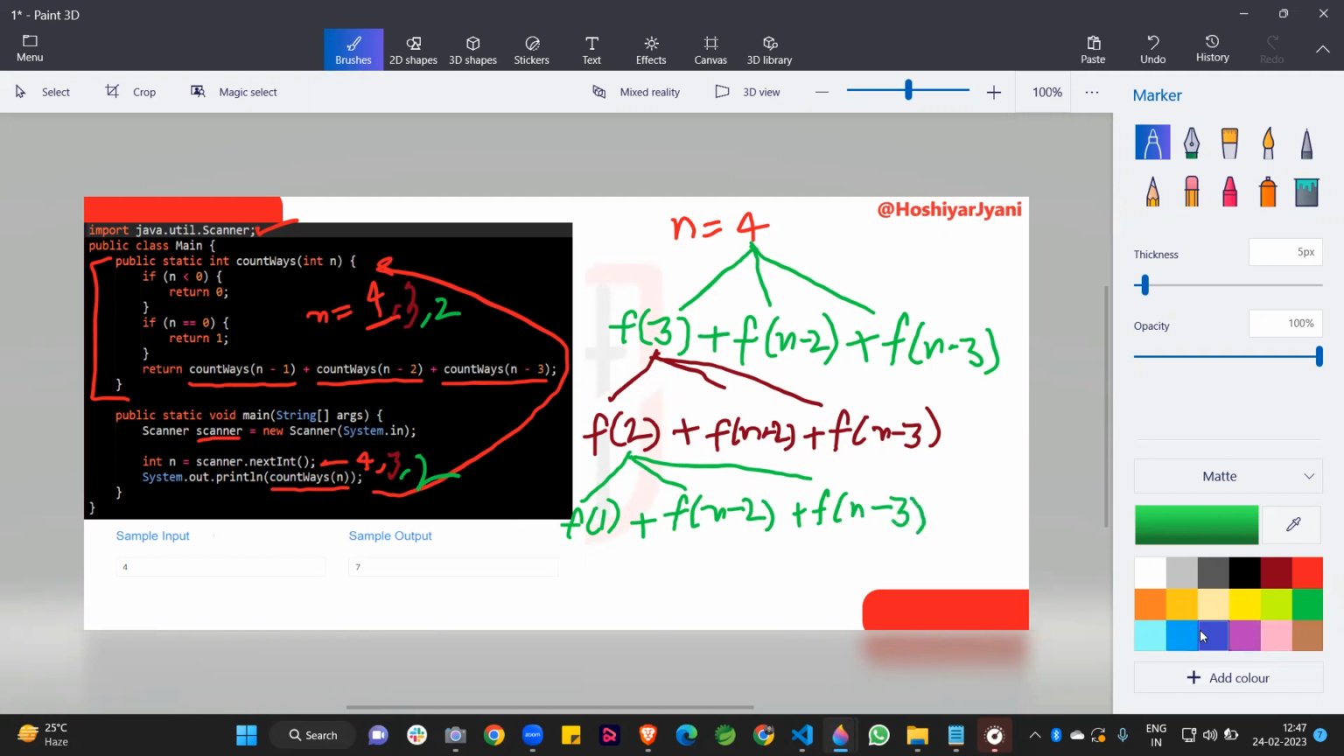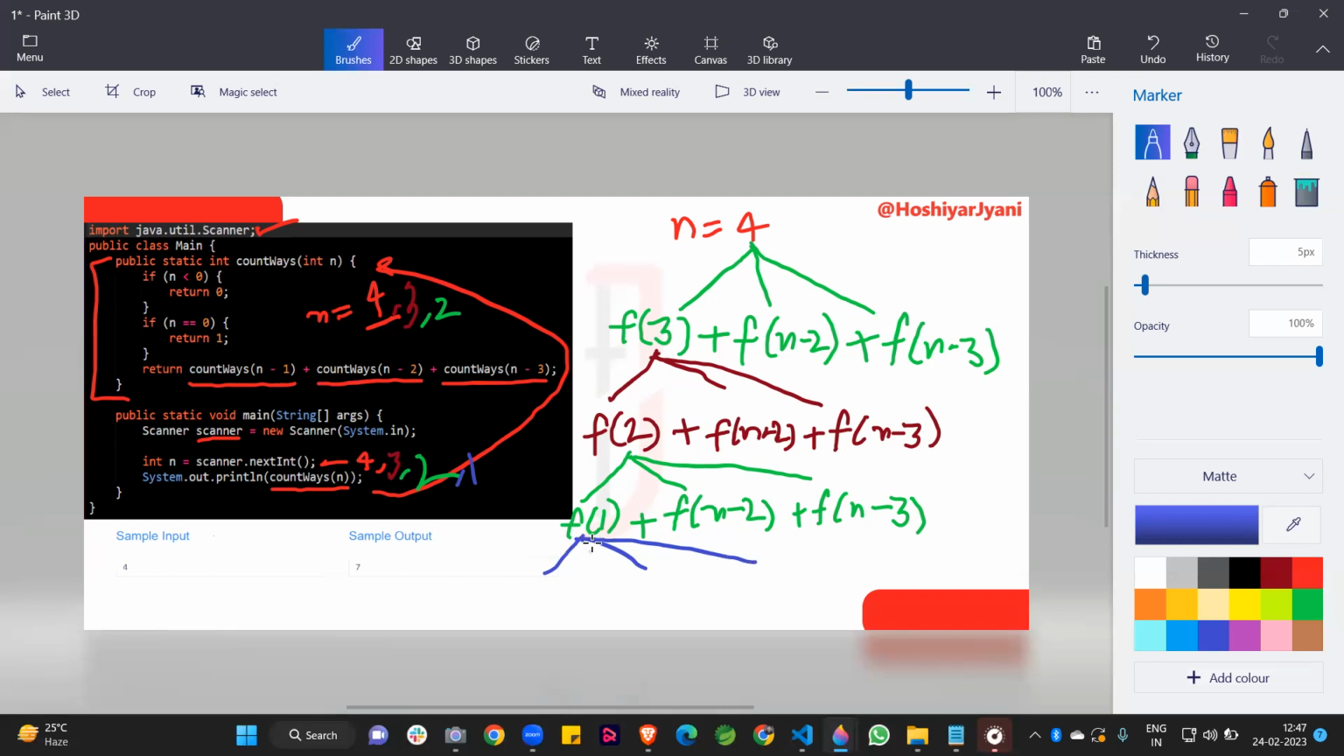So I am changing the color. So now our f1, our value is 1 here. So we are calling for f of 1. So when we are calling for 1, then again we check this condition. If n is less than 0, no, n is greater than 0. N is equal to 0? No, n is not equal to 0 because n is 1. So we are calling the recursive function again. So again draw the 3 lines.